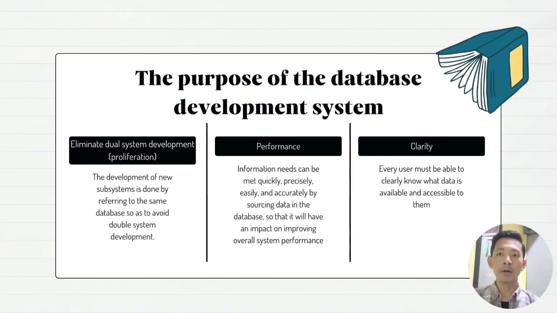And the number 6 about clarity. Every user must be able to clearly know what data is available and accessible to them.